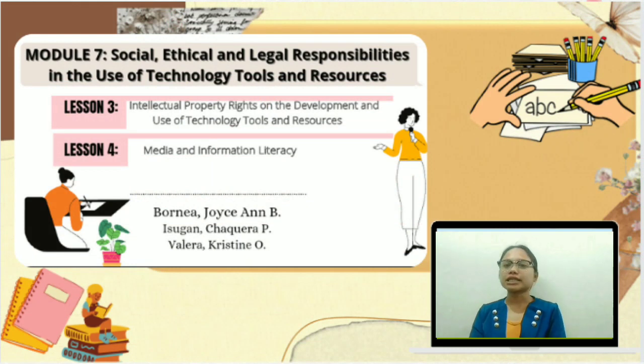Good day, everyone. I am here to give you an introduction about our assigned topic, which is Module 7: Social, Ethical, and Legal Responsibilities in the Use of Technology Tools and Resources. This module is composed of 4 lessons, and today we will discuss Lessons 3 and 4, which are all about intellectual property rights and media and information literacy.